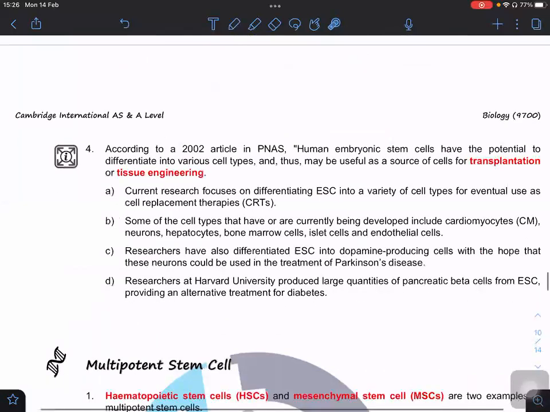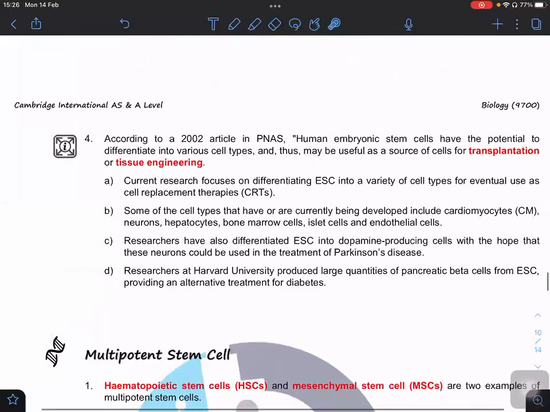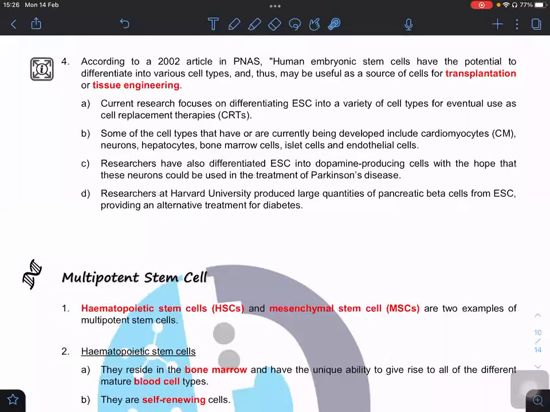According to a 2002 article, embryonic stem cells have the potential to differentiate into various cell types. So if I take an embryonic stem cell, it has the ability to form many kinds of cell types, and we can use it for transplantation. For example, theoretically, we can grow a kidney. We can give them a suitable chemical to induce gene activation, and they will form particular organs that can be used for tissue engineering. Again, this is for information only. If you are interested to know more, you can go and read about this.